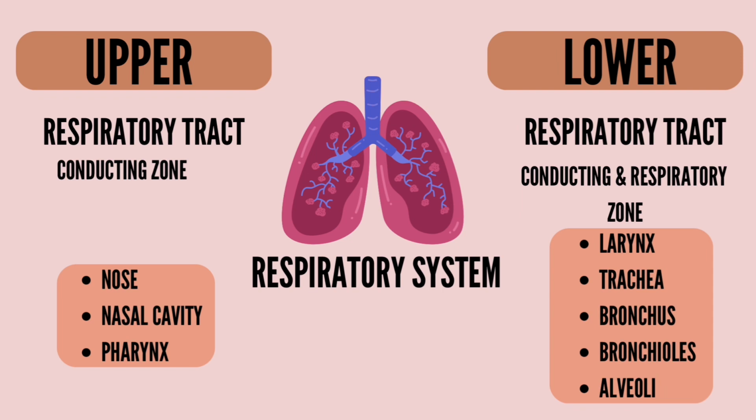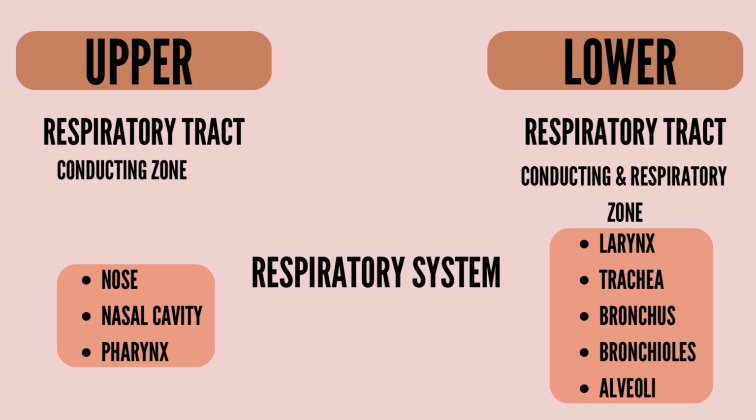So next, we are going to learn about the structure of our respiratory system. The respiratory system is divided into two, which are the upper part and the lower part of the respiratory tract. The upper part of the respiratory tract consists of the conducting zone, which is based on the nose, nasal cavity, and pharynx. While the lower part of the respiratory tract, which is based on the conducting and respiratory zones, is based on the larynx, trachea, bronchus, bronchioles, and alveoli.